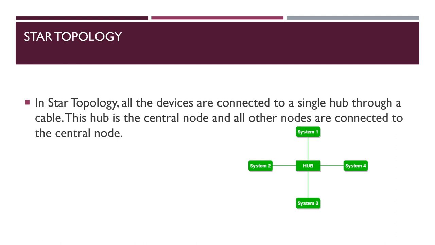Star topology has a special feature: the hub acts as the central device that shares the information to all those systems. So each and every system connects through the hub. The hub is a central device, and it plays the major role. So that's why the point is given. In star topology, all the devices are connected to a single hub, the central hub or central node. So all other nodes are connected to the central node. The central node is very important for star topology, and this was the structural diagram.